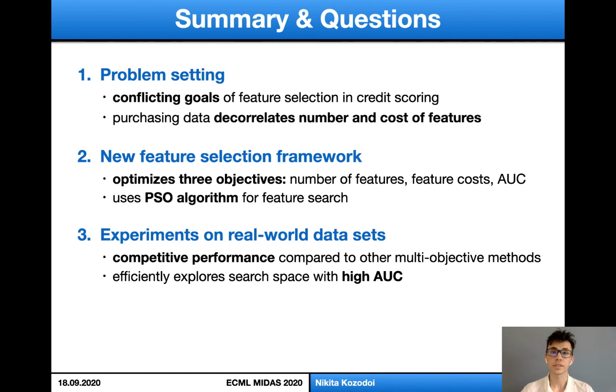We performed experiments on 9 credit scoring datasets and showed that AgMOPSO outperforms benchmarks in terms of hypervolume, convergence, and cardinality of the Pareto frontier. We also demonstrated that it more efficiently explores search space with higher AUC compared to the benchmarks and significantly reduces number of features and data acquisition costs compared to the full model with no feature selection.